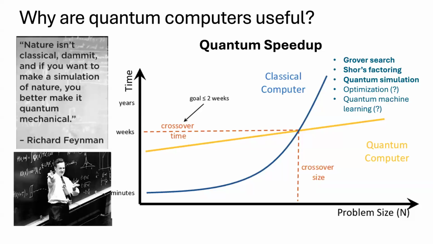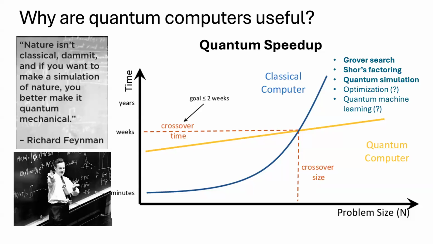You can prove that for Grover's, Shor's factoring, and for simulating dynamics of some quantum systems, there is a provable quantum advantage. And we also hope that optimization and machine learning, if we put those on quantum computers, will have advantage.